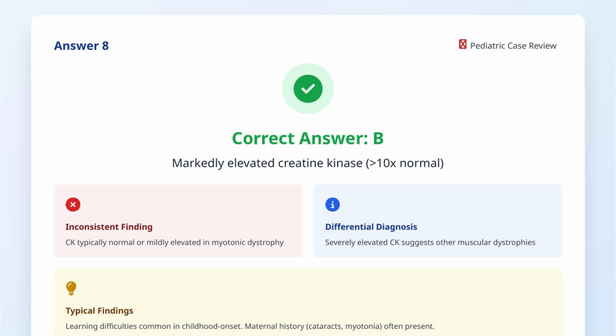Markedly elevated creatine kinase levels exceeding 10 times normal is inconsistent with myotonic dystrophy. In this condition, CK is typically normal or only mildly elevated. Severely elevated CK suggests other muscular dystrophies like Duchenne or Becker. Learning difficulties are common in childhood-onset myotonic dystrophy, and a family history of early cataracts in parents, especially mothers, is a valuable diagnostic clue.